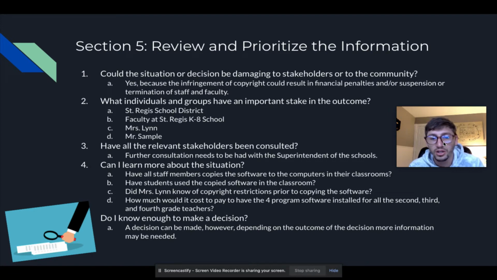And then how much would it cost to pay to have the four program softwares installed for all the second, third, and fourth grade teachers? Because in the case study, it said that those were the only grade levels where the software was copied to. Do I know enough to make a decision? I do believe a decision can be made. However, depending on the outcome of the decision, more information may be needed.